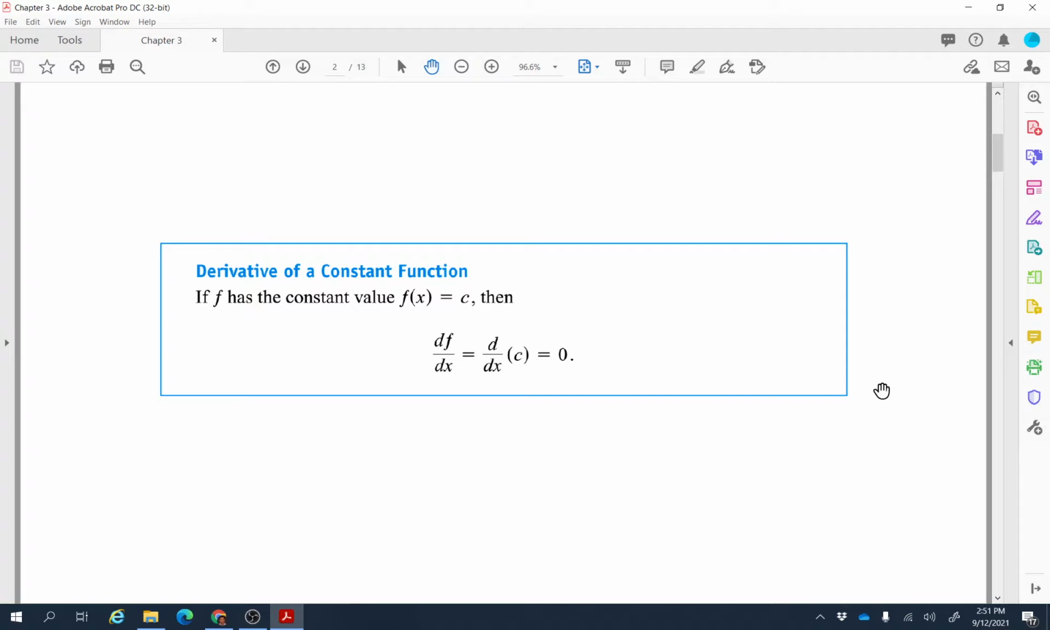For example, let's say the function is f of x is 5. Just for example, it's a constant function. If you look at the graph of this function, you can see that the function is 5, so nothing is changing. Derivative means rate of change, and if we are dealing with a constant function, then there will be no change, meaning the change would be 0. That's why the derivative of a constant function is 0.